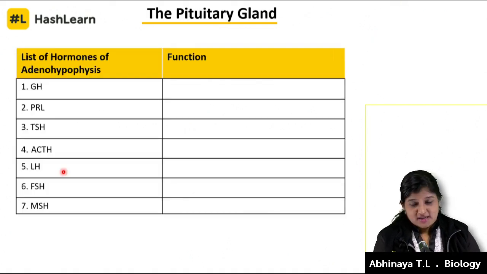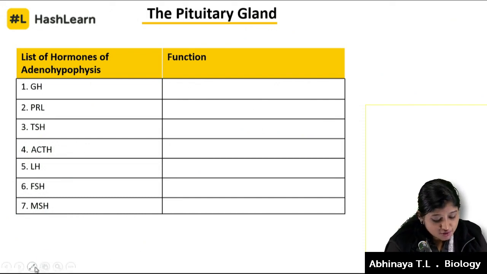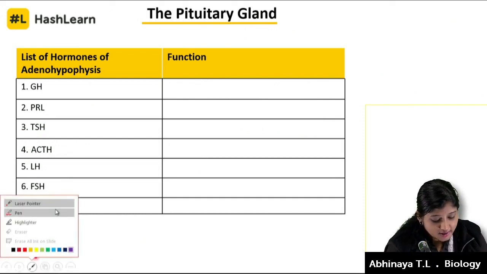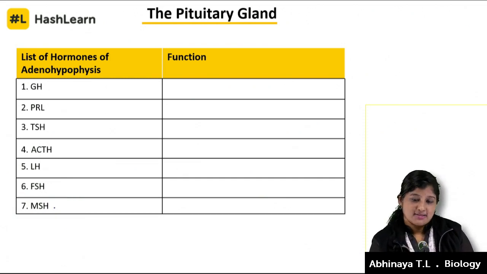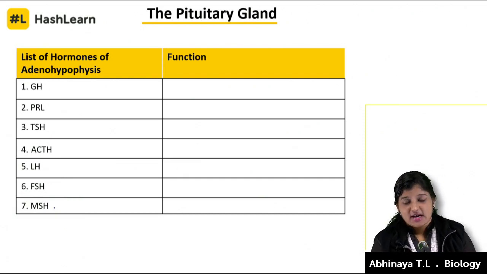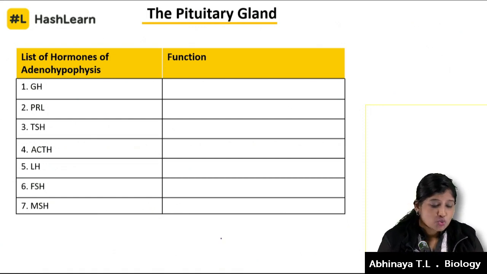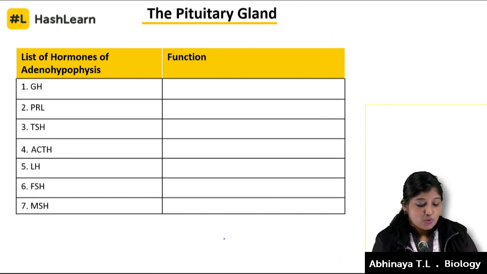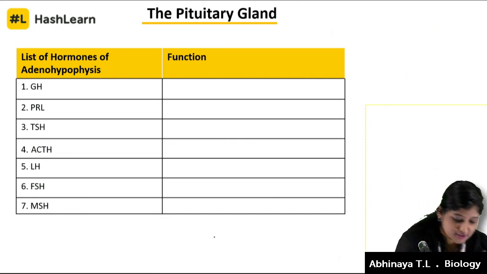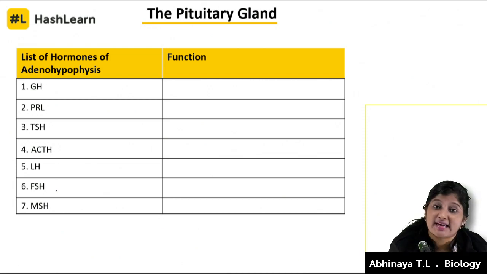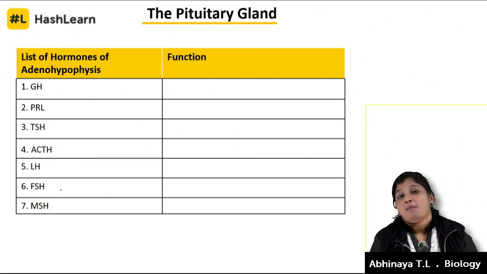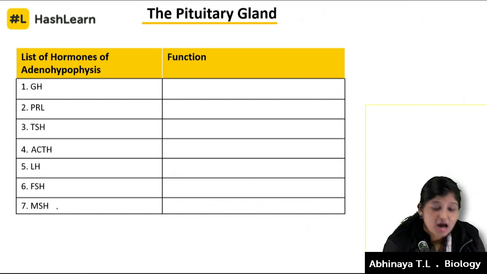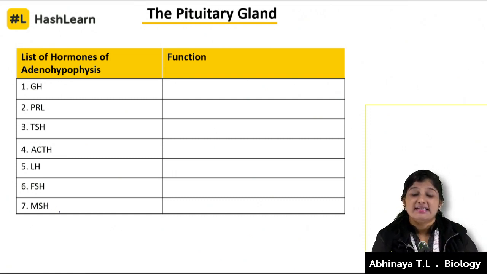What are all the functions of the hormones released by our adenohypophysis? Adenohypophysis, as I said, is the anterior part of the pituitary gland. The anterior part in that is actually pars distalis, and we also have pars intermedia. Within the 7 hormones, we have the first 6 secreted by the pars distalis, and there's only one hormone which is secreted by pars intermedia.